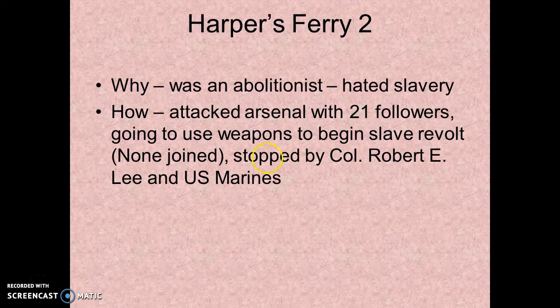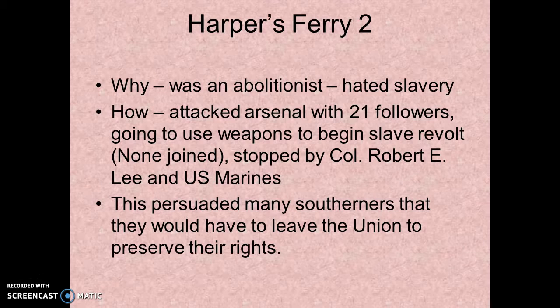The two names that come up with this that become more pronounced later in our discussion of the Civil War are Robert E. Lee, who was the leader of the U.S. Marines at the time, and another guy that becomes a general during the Civil War as well, Jeb Stuart. His name will come up quite a bit in the Civil War, so we'll see their names quite a bit. This is not going to be the last we see of them.